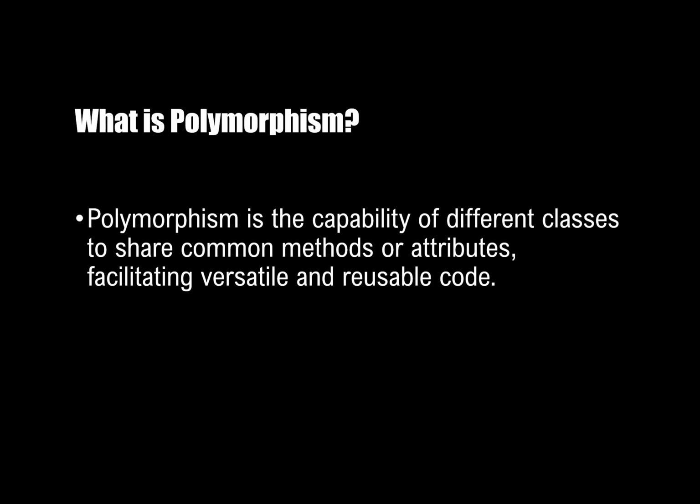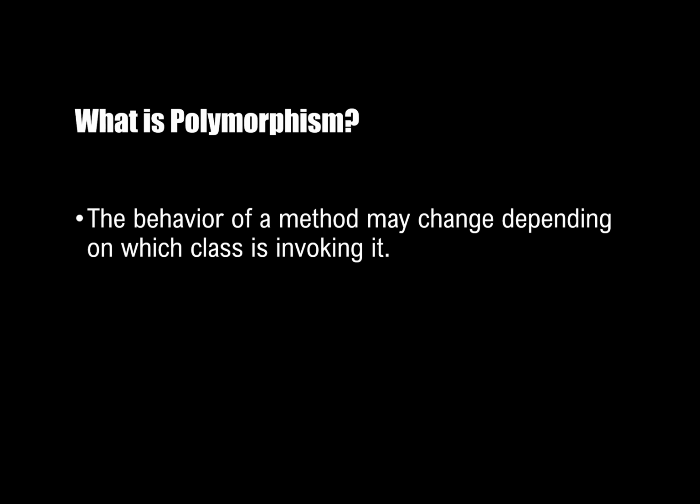So what is polymorphism? Polymorphism is the capability of different classes to share common methods or attributes, facilitating versatile and reusable code. The behavior of a method may change depending on which class is invoking it. So change is the key word here. Morphism. Morph means to change. Poly means many. So what polymorphism is in Python is the ability for methods to change their behavior depending on which classes are invoking them.